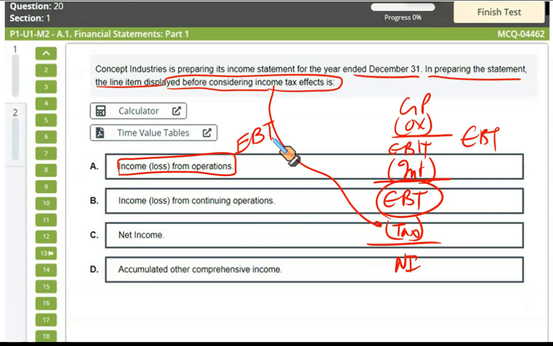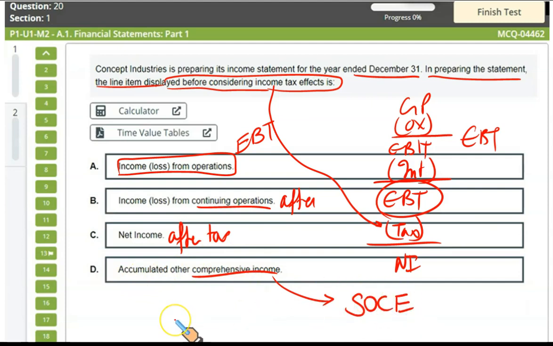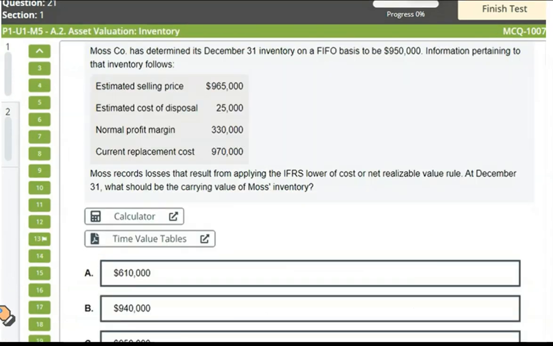This is the answer. Why not B? Income and loss from continuing operations. Please remember, income and loss from continuing operation is reported on an after tax basis. Net income is always on after tax basis. Accumulated other comprehensive income is reported as a component of your statement of changes in equity. So B, C, D are incorrect. A is the right answer. You should have a good reason for selecting the correct one.